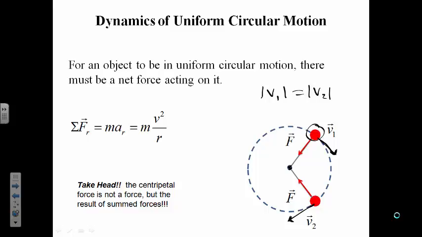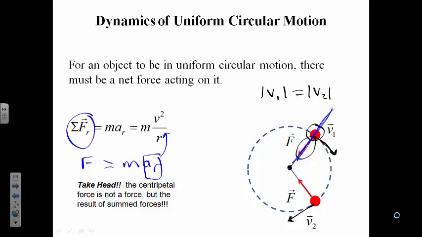So when we look at the forces acting on our ball here at V1, we have one force. Let's say the ball is attached to the string. Well, then the tension in the string supplies us with the force. So when we sum the forces in this radial direction, this blue line direction, we get one force. The result of that force is MAR. But we've said already that AR is V squared over R.